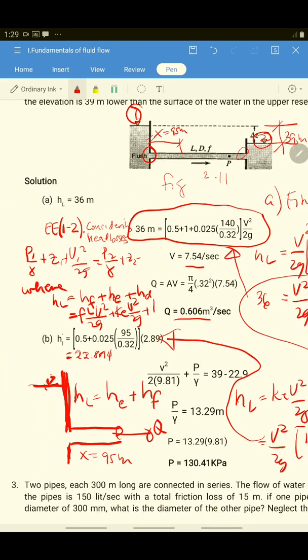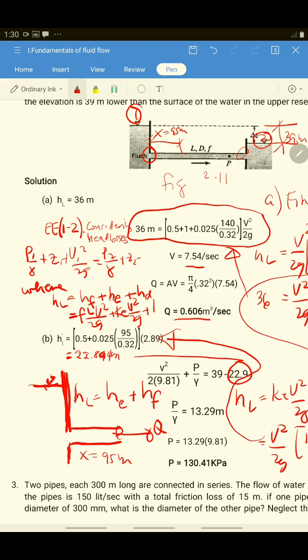22.894 meters. But here, the book uses 22.9. In our exam, we have to round off up to 3 decimal places to make it uniform. So the head loss is 22.894. This is now the value of the head loss.